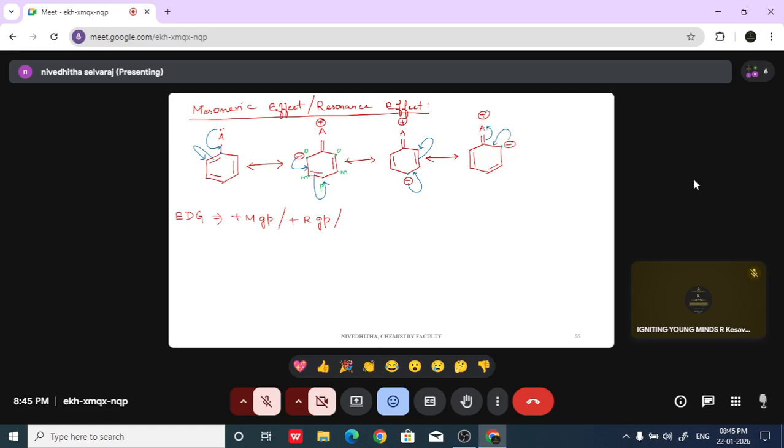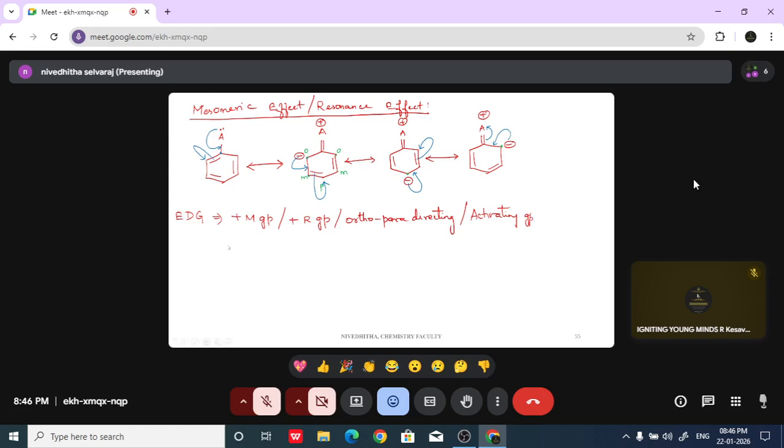Now, whenever the electrophiles are approaching this kind of compound, the incoming electrophile will move to the ortho and para positions. Definitely not to meta, because relatively meta is electron deficient. So this group is directing the incoming electrophile to ortho and para positions. So it is called an ortho para directing group, or it is activating the ortho and para positions. So it is called an activating group. That's it.